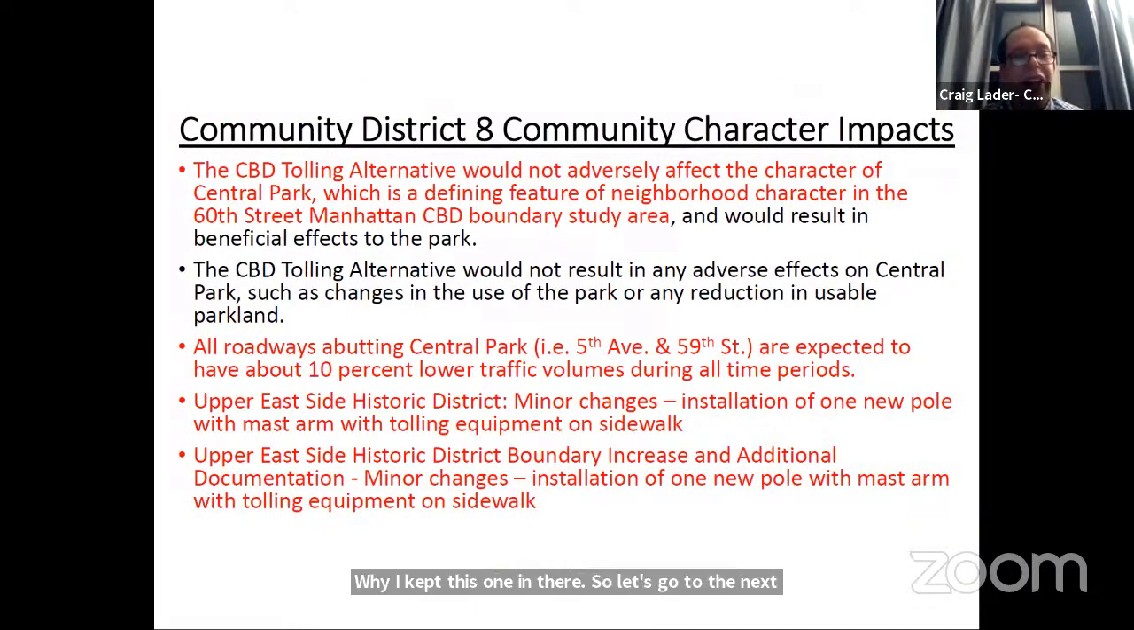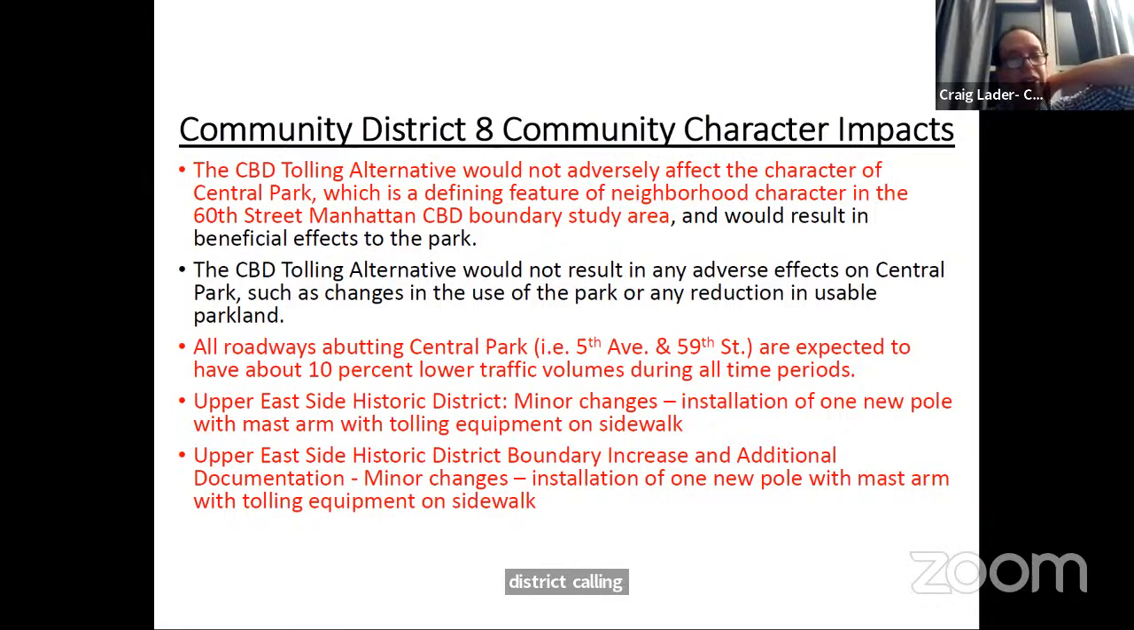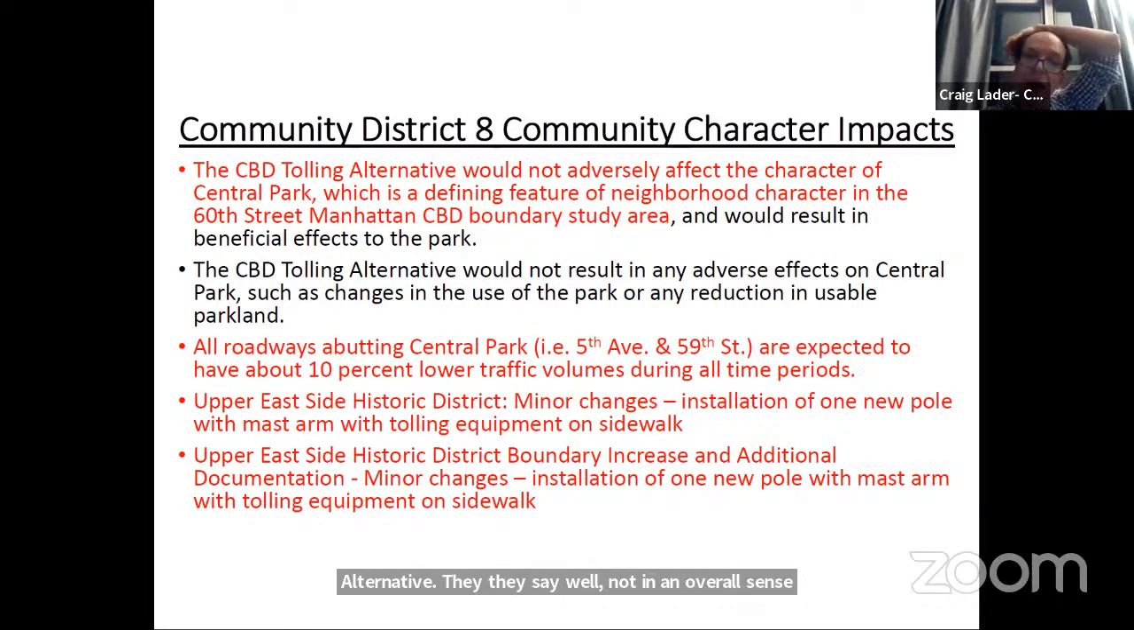All right, and then in terms of community character impacts, because this relates to what the tolling infrastructure will look like, which is most going to impact the low 60s. The central business district tolling alternative, they say, will not, in an overall sense, affect the character of Central Park. And they say that there will be 10% lower traffic volumes during all time periods along all roadways abutting Central Park, like 5th Avenue and 59th Street.